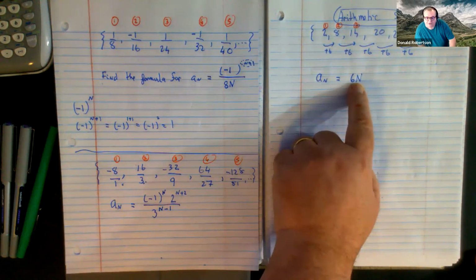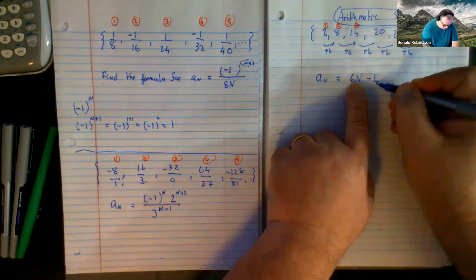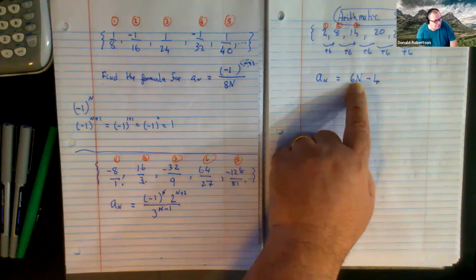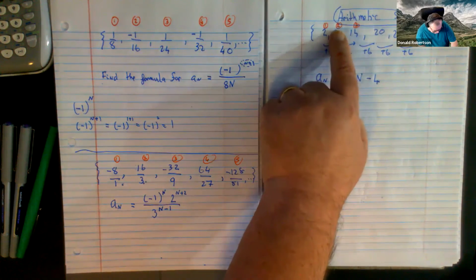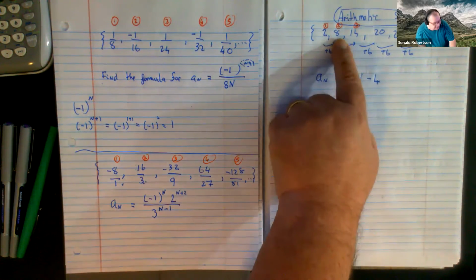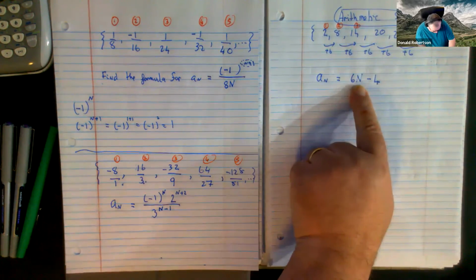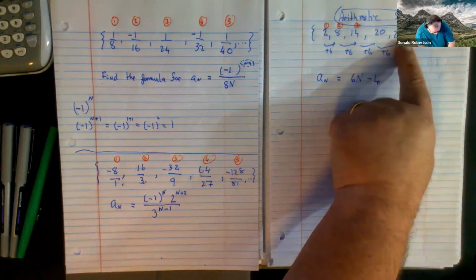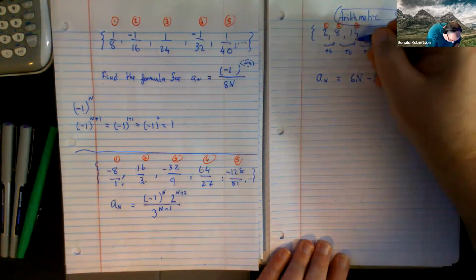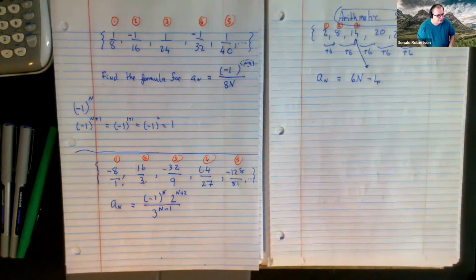Well, isn't 6 times 3 18? So I'll need to take away 4 to make that work. Well, let's check it out. If you plug in 2 then, does 6 times 2 take away 4 get you 8? Yeah. If I plug in 1, 2, 3, 4, if I plug in 5, doesn't 6 times 5 take away 4 get you 26? Do you see that you only need to pick any one you like to figure out what the add or subtract is?